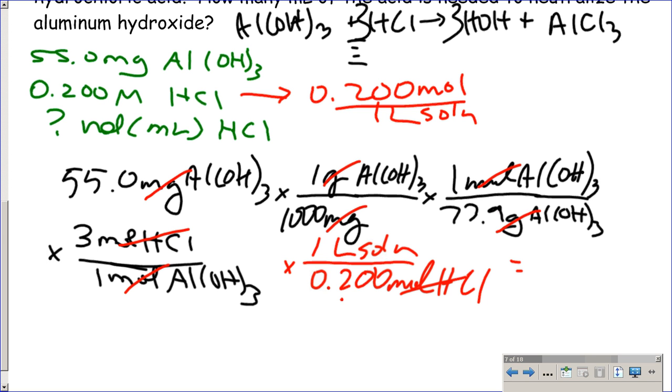That's molarity, and then I showed you how molarity expands out to the bigger unit of moles over liters. So 55 divided by 1,000 divided by 77.9 times 3 divided by 0.2. The total is 0.1057 liters. How many milliliters is that?